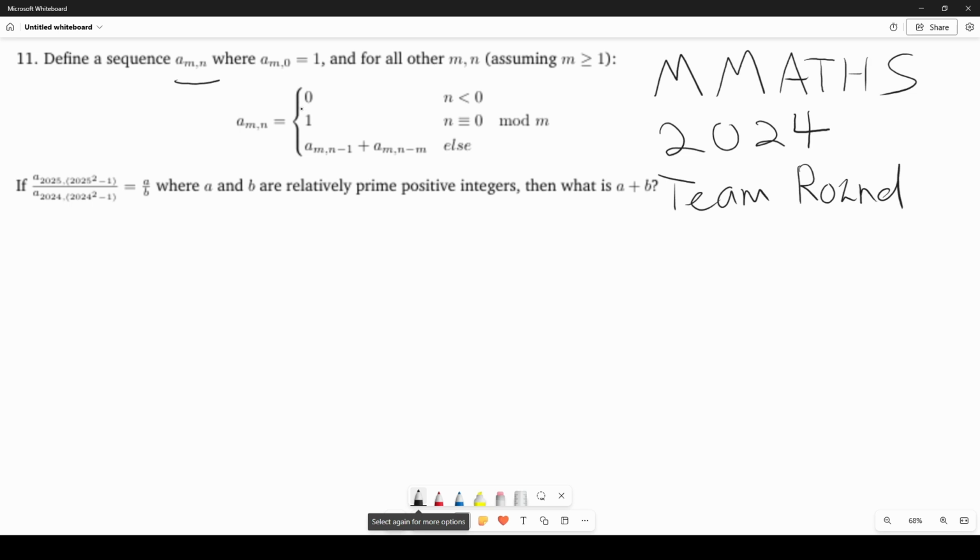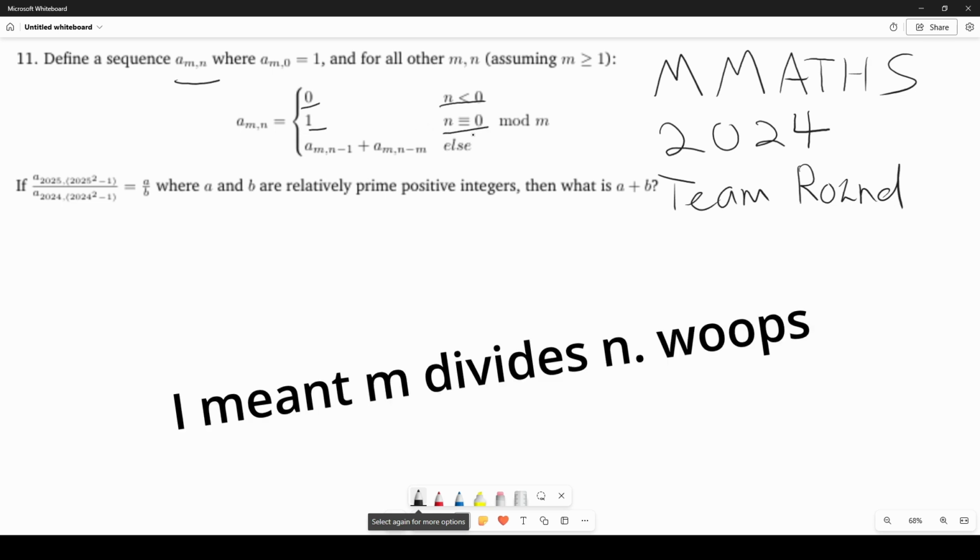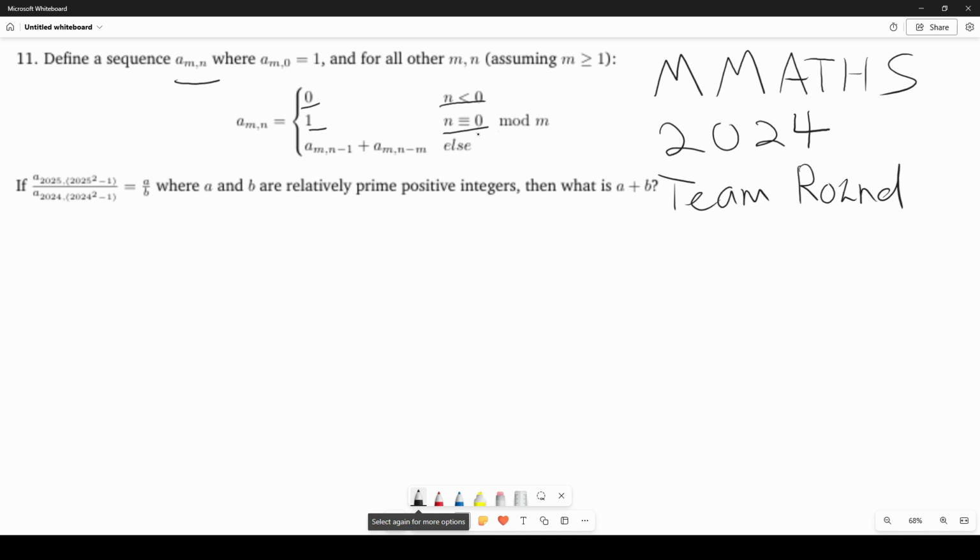So it starts with saying the sequence is 0 when n is less than 0. It's 1 when m divides n, basically, so n is equivalent to 0 mod m. So this might be n is m, 2m, 3m. And then otherwise, you get this very weird expression where it's a_{m,n-1} plus a_{m,n-m}. So the first thing you should notice in this problem is that if m is constant, this defines a completely new sequence.